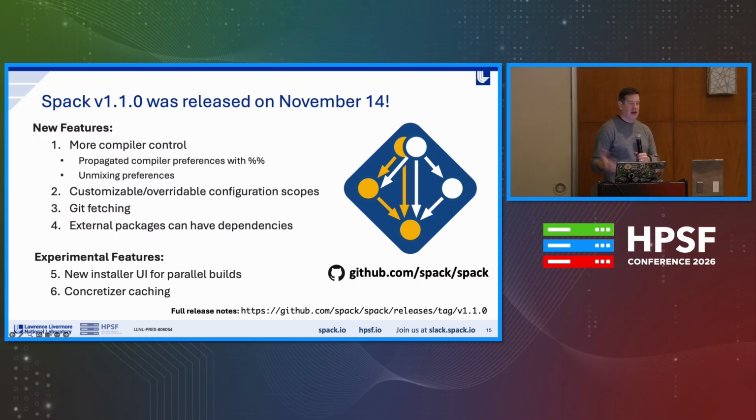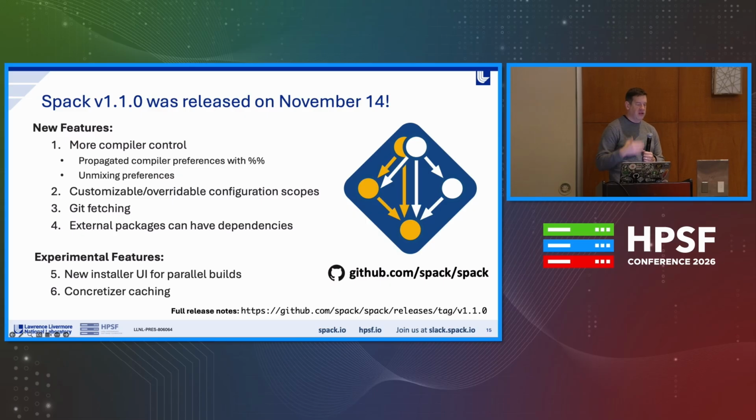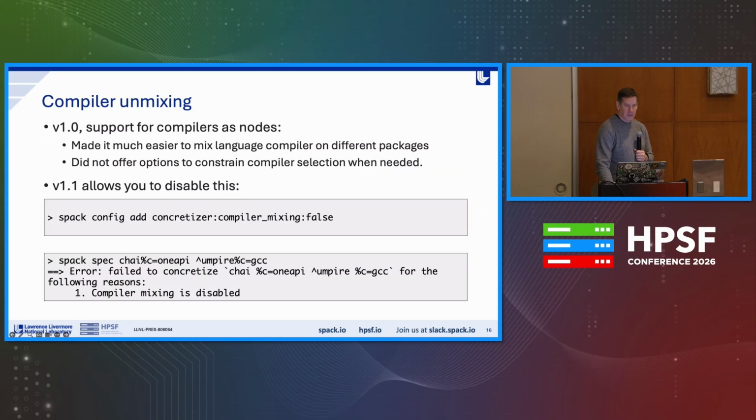So in 1.1, we added a bunch of features to give users more control over how the compilers are resolved and to give them more constraints that they could apply to compilers. We've also done a bunch of improvements to config, to fetching, and there's a new installer that I'll talk about a little bit, but I'm mostly going to give shout outs to other people's talks where it's relevant.